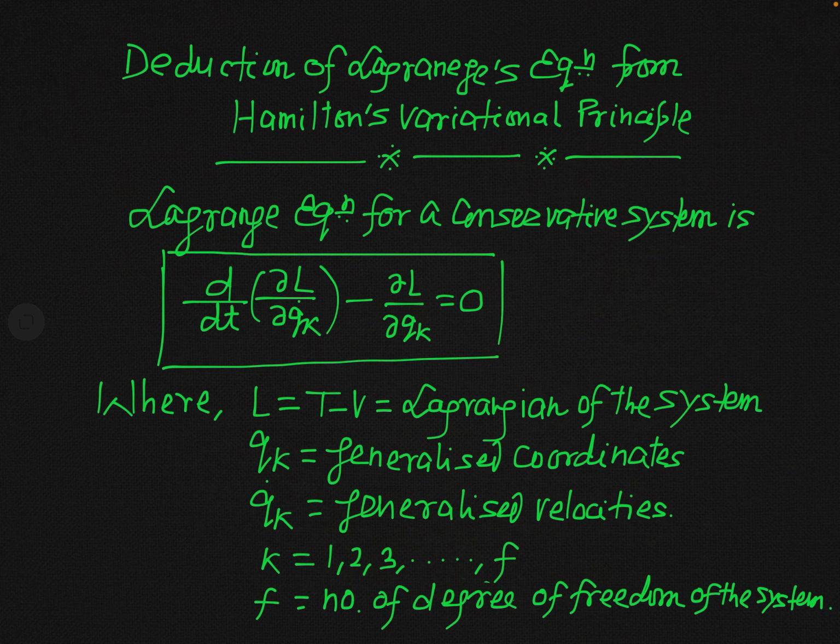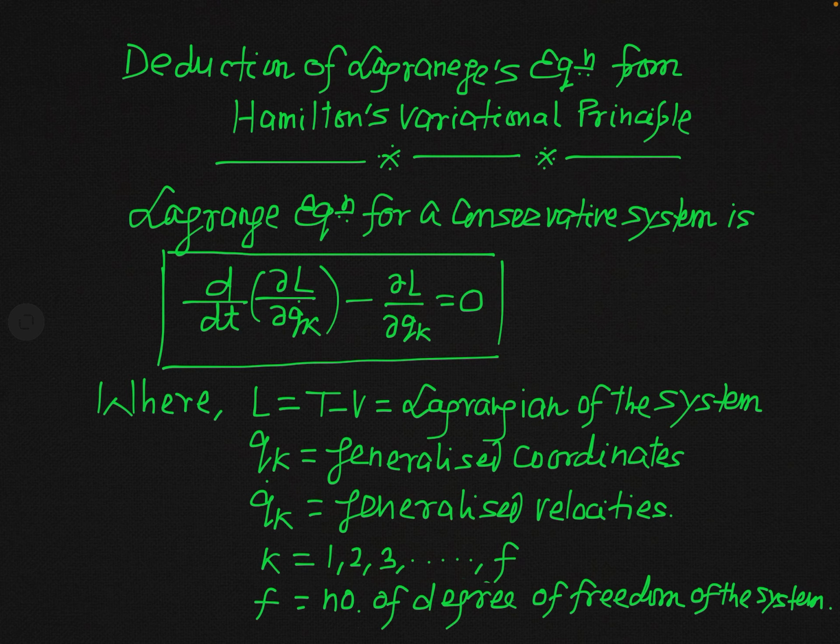In this equation, L is the Lagrangian of the system, which is defined as T minus V, where T is kinetic energy and V is potential energy of our system. And qk are the generalized coordinates, and q̇k, which means dqk/dt, are the generalized velocities. This k runs from 1 to f, where f is the number of degrees of freedom of the system.